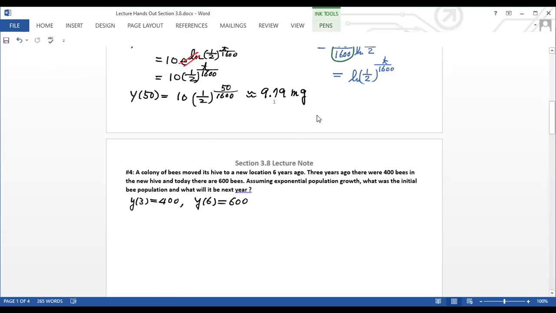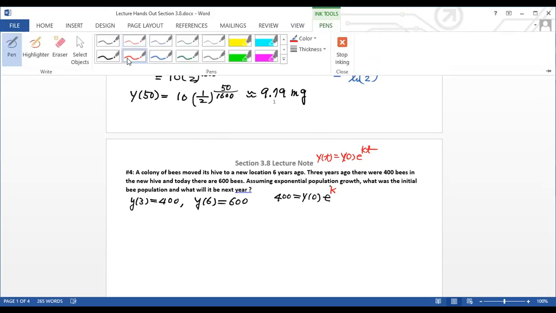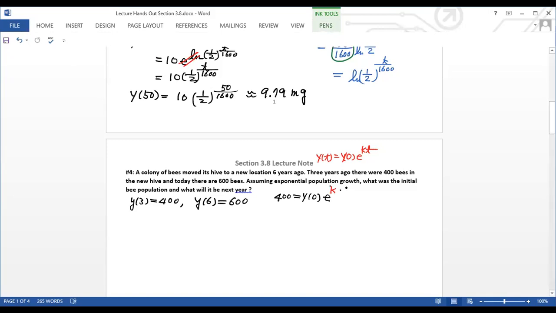Okay, so let's write down our formula again so we can see. y(t) is equal to y0 e^(kt), right? Now let's try to write it and solve. Obviously, we need to solve for my rate. So here you say 400 is equal to y0, I don't know my initial, so I want to find it, and e to the k, which I also don't know. So I need to find my rate, this is k. But I do know that I get 400 at 3 years, so it's 3k.